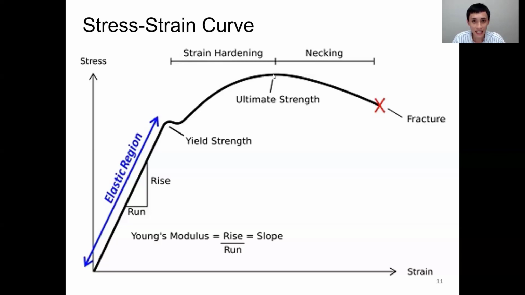Then when you pass the ultimate point, the necking begins. In this region, the material is still getting strengthened. The strength of the material keeps improving, but at the same time, because of the necking, the cross-sectional area of the material starts to decrease a lot.